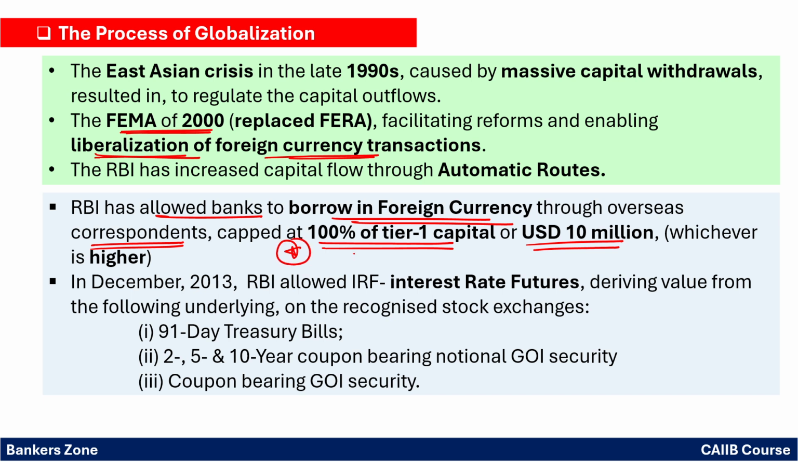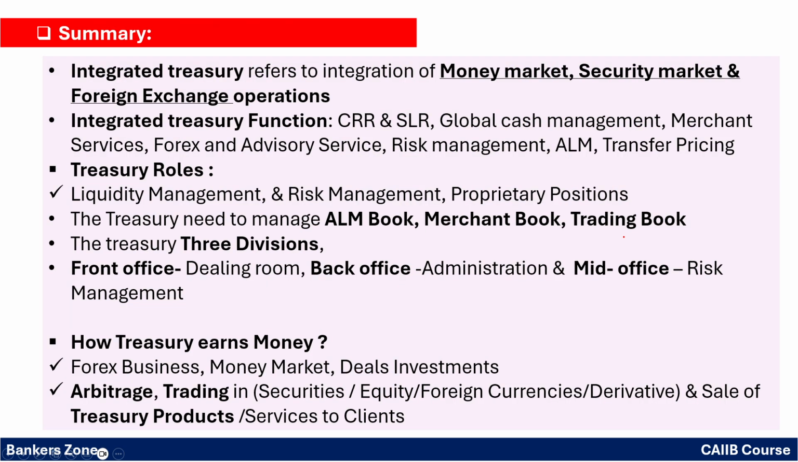The question is important. A bank can borrow foreign currency up to 100% of the Tier 1 capital or a maximum of 10 million US dollars. Okay, so just to check whatever we have learned here: integrated treasury means we have three departments: money market, security market, and foreign exchange operation. What is the integrated treasury function? Simply to manage SLR, CRR, global cash management, merchant services, forex and advisory services, risk management, ALM, and transfer pricing.